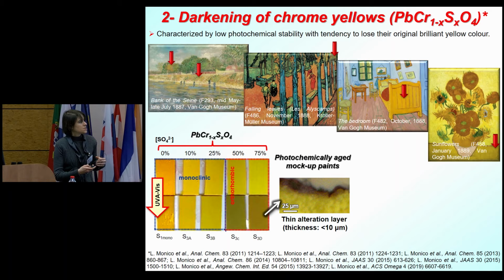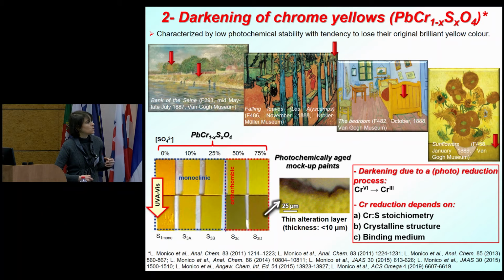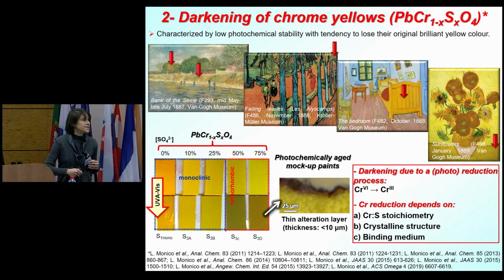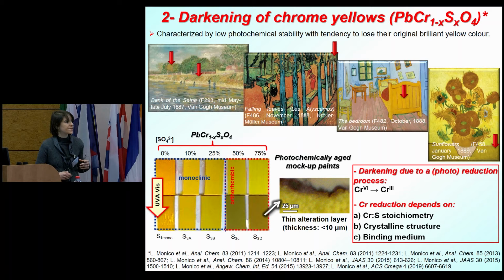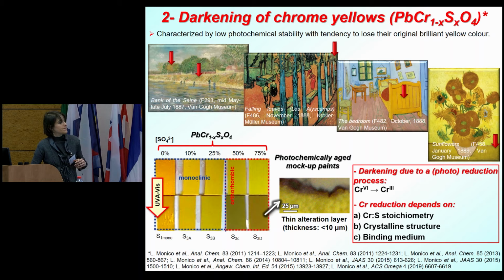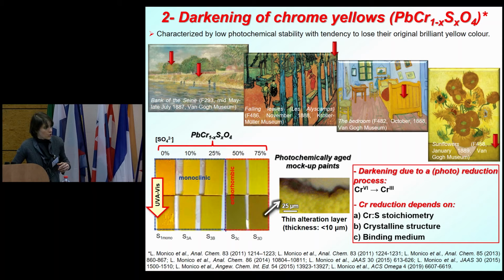So, what have we found by using XANES spectroscopy? Essentially, we could prove that this alteration is due to a photoreduction process of the original chromate to chromium(III) compounds. In addition, thanks to the detailed study on mockup paints, we could prove that there are several factors that trigger the photochemical reduction. In particular, the process depends on the chromium-sulfur stoichiometry, on the crystalline structure, and also on the nature of the binding medium.